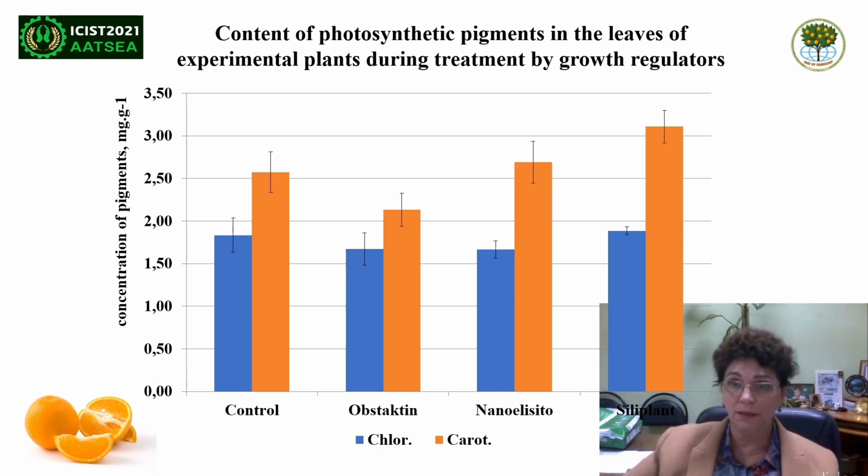Such findings on slow chlorophyll fluorescence induction expressed a higher viability index in Sileplant than nanoelicitor and Obstactin, in comparison with the non-treated control.